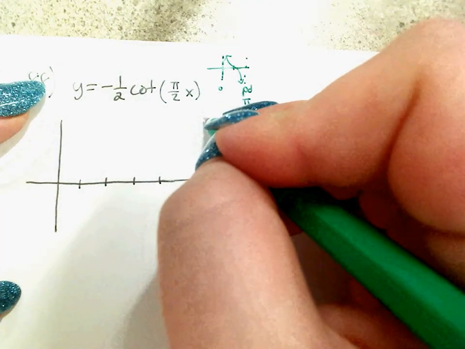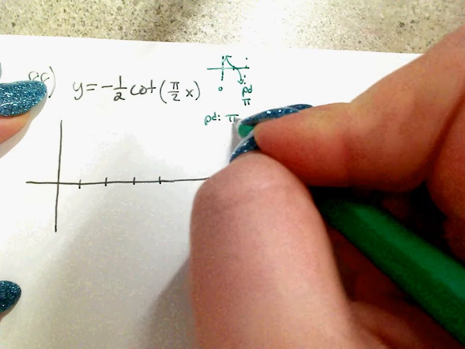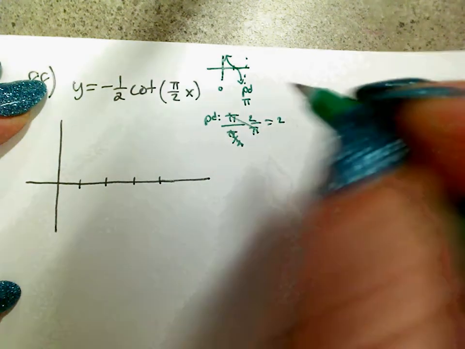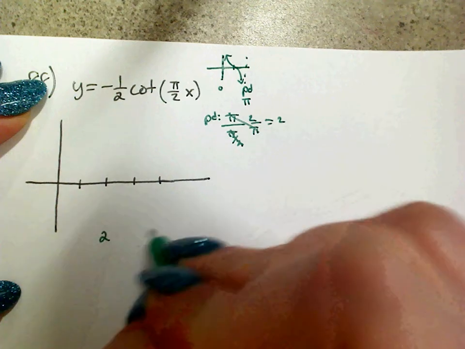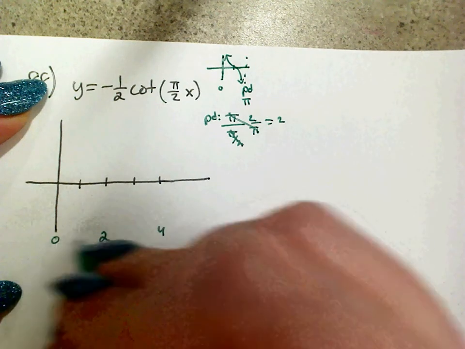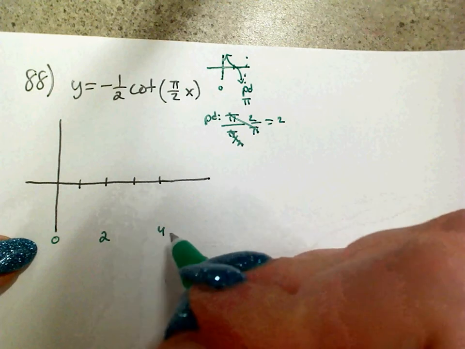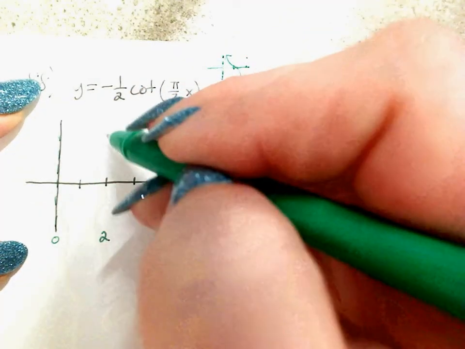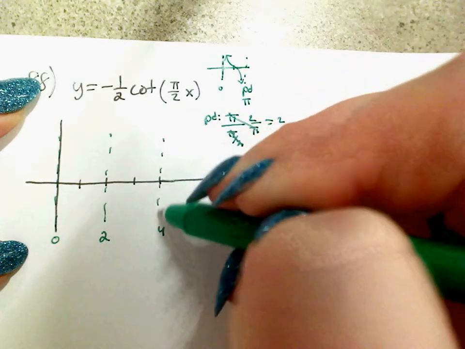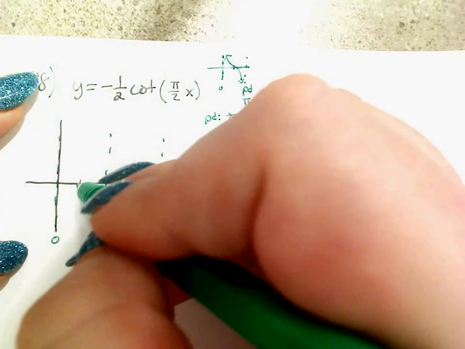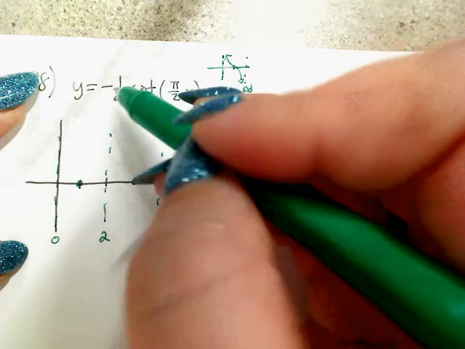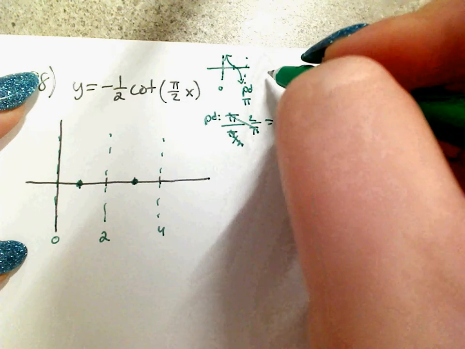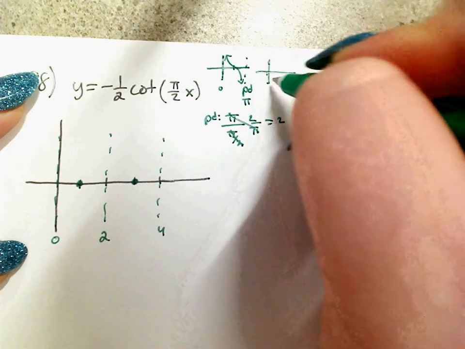Period is pi divided by b, pi divided by pi over 2, or multiplied by 2 over pi, and I get 2. So the period is 2, which means between 0 and 2 I should see my first cotangent wave, and between 2 and 4 I should see my second cotangent wave. So vertical asymptotes are still at 0 and the period because we don't have a phase shift. And then it's still centered halfway through. But the fact that it's negative means instead of starting from above and going down, we're actually going to start from below and go up.